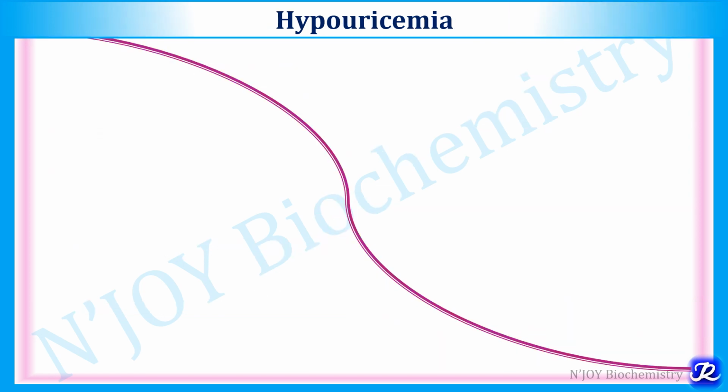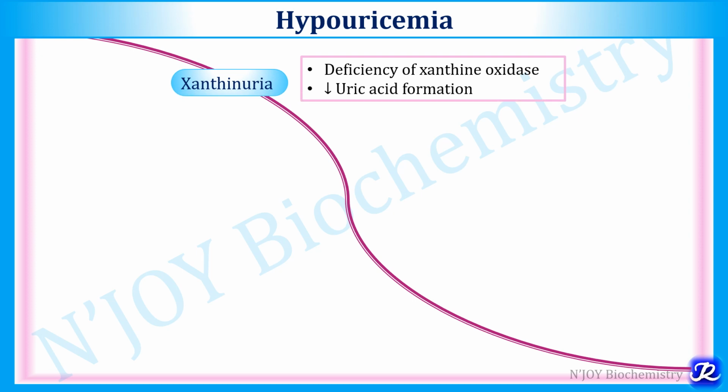Now let's see some causes of hypouricemia, that is decreased uric acid. So the first cause is xanthinuria, that is excretion of xanthine in the urine. It is due to deficiency of the enzyme xanthine oxidase, which converts xanthine to uric acid. So there is decreased uric acid formation in this condition.